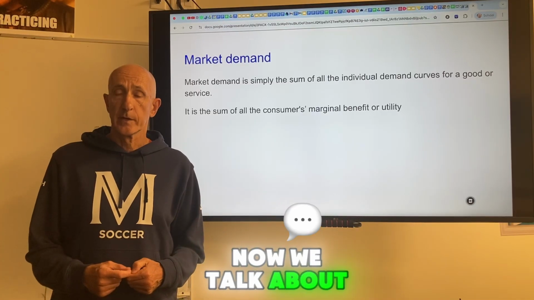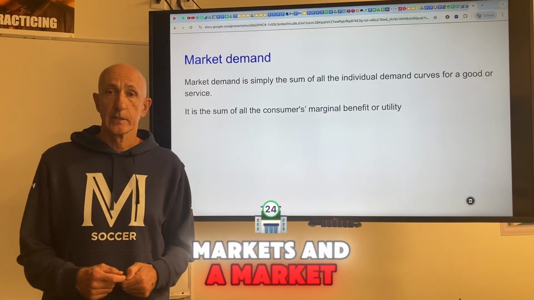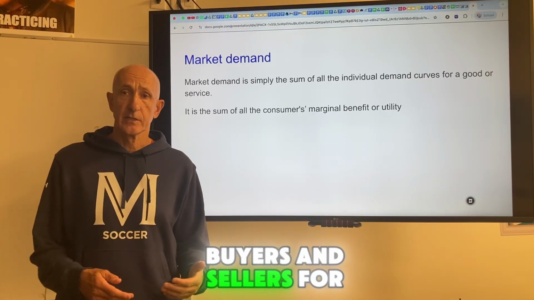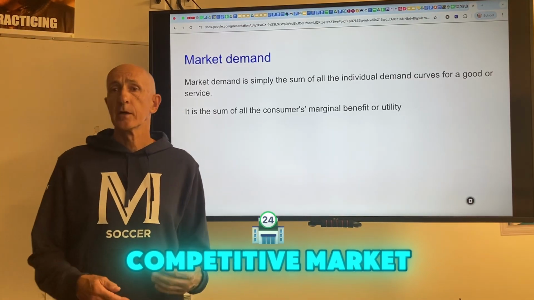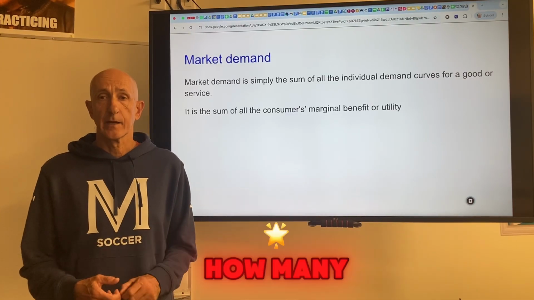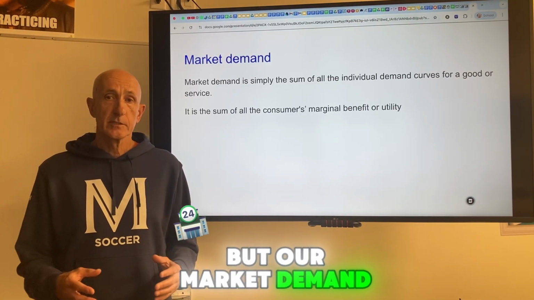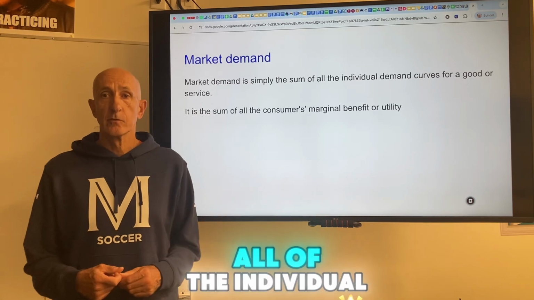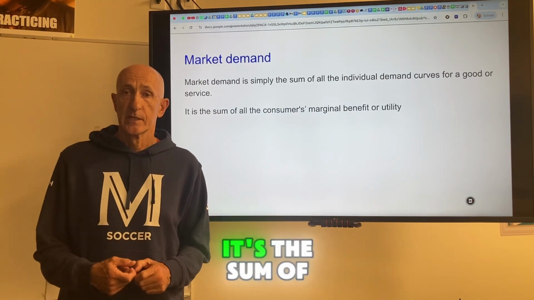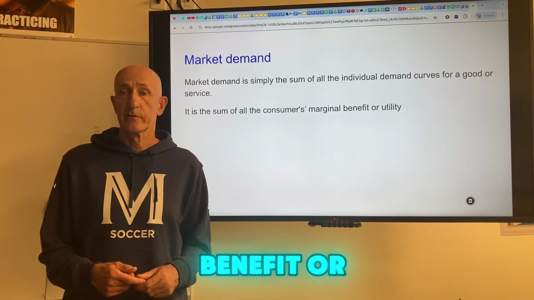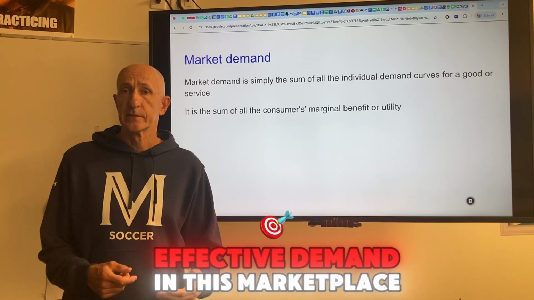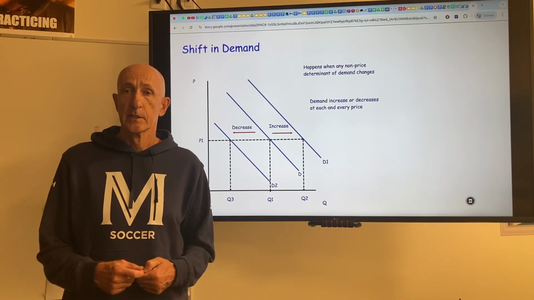Now, we talk about markets, and a market is really just a collection of individuals, buyers and sellers. For it to be a competitive market, we want many buyers and many sellers. We don't specify exactly how many. But our market demand then is made up of a sum of all of the individual demand curves for a good or service. It's the sum of all the consumers' marginal benefit or utility. And so we also talk about effective demand in this marketplace.